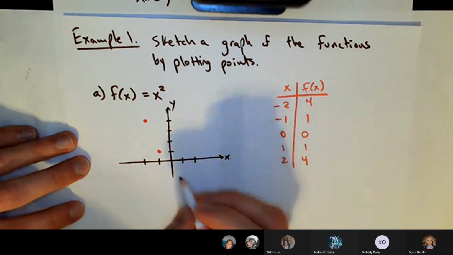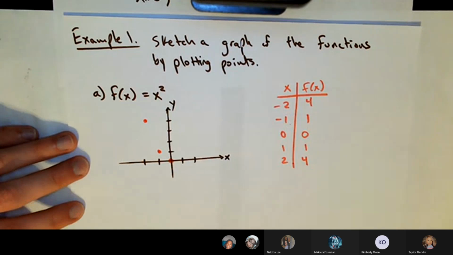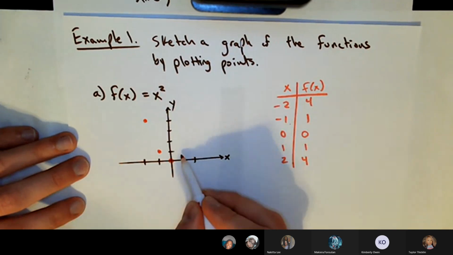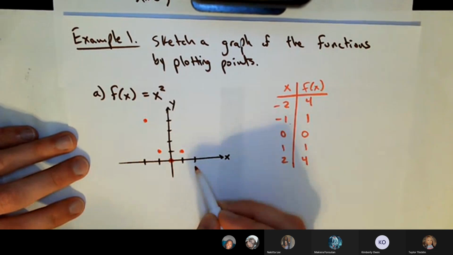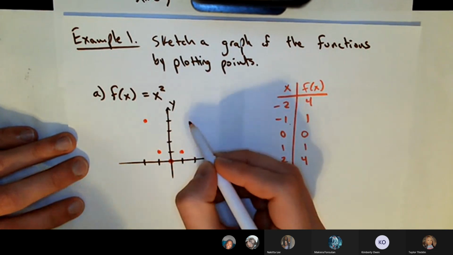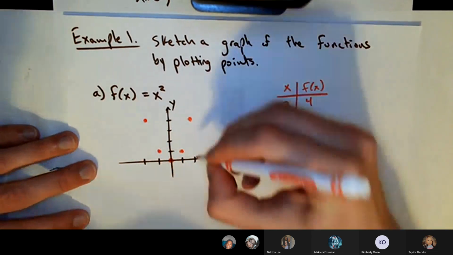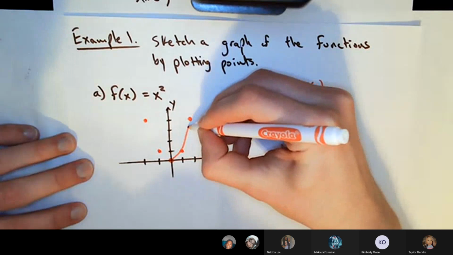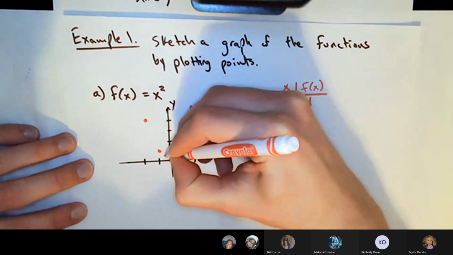For my x, y, 0, 0, that point's easy to find. That's right at the origin. Then 1, 1, +1 for x, +1 for y, and 2 for x and 4 for y. There we go. So it has this general shape.